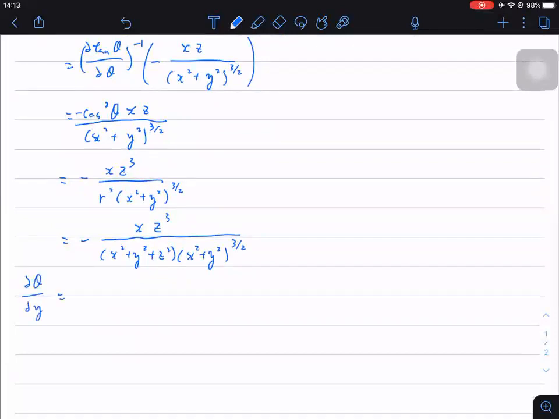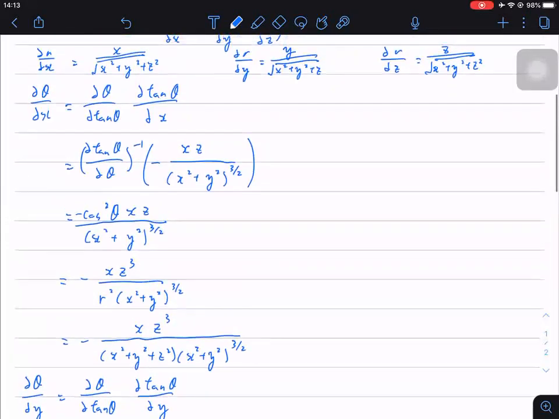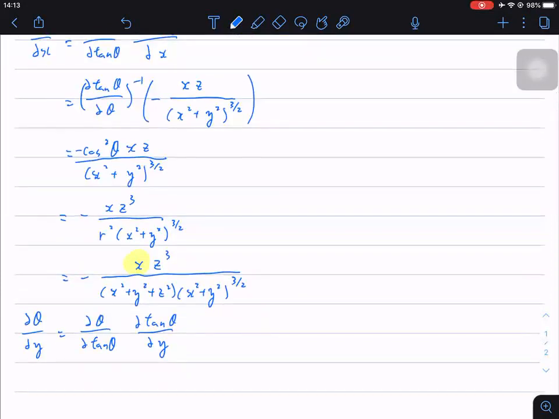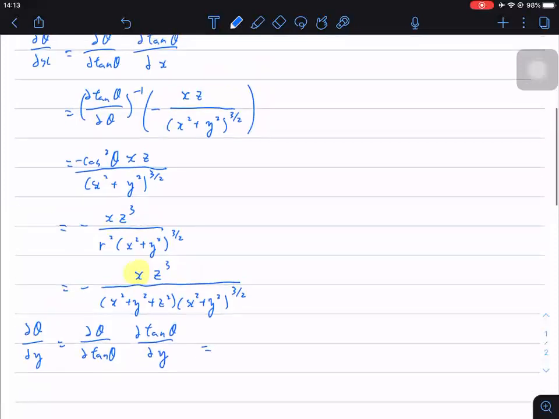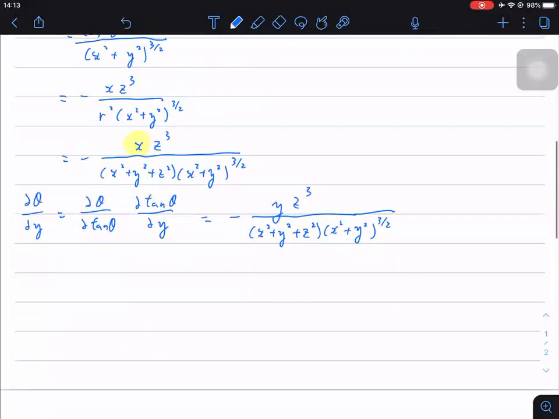For the next one, the calculation is very similar. We also have to do the chain rule here. And basically, we just need to replace x here with y because all the remaining calculations are the same.